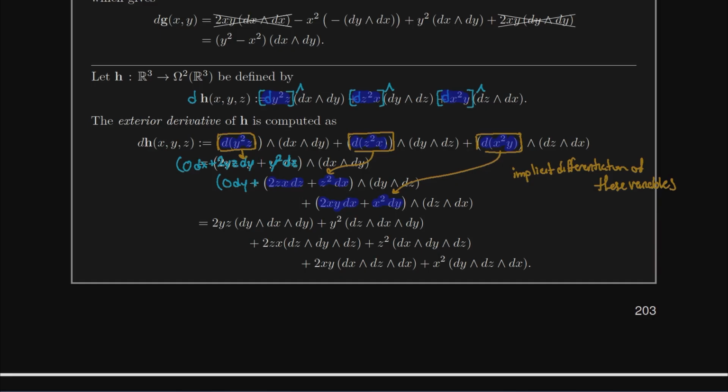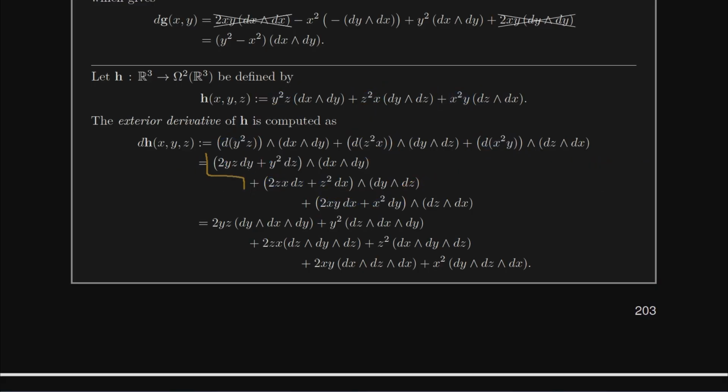But this can be considered implicit differentiation of the variables, or the exterior derivative, or the total derivative of multivariable calculus. It's all kind of the same math. Well, anyway, once I've computed those exterior derivatives, I've got each of these differential forms that all have wedges between what I just computed and their original differential forms.